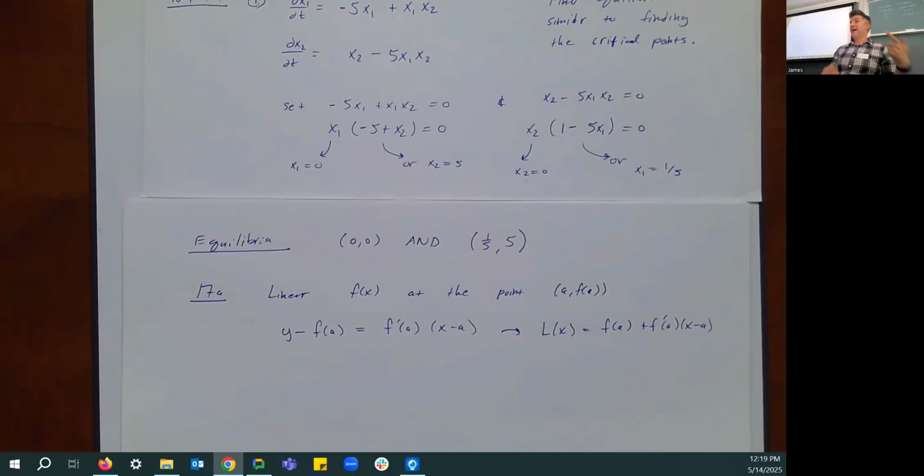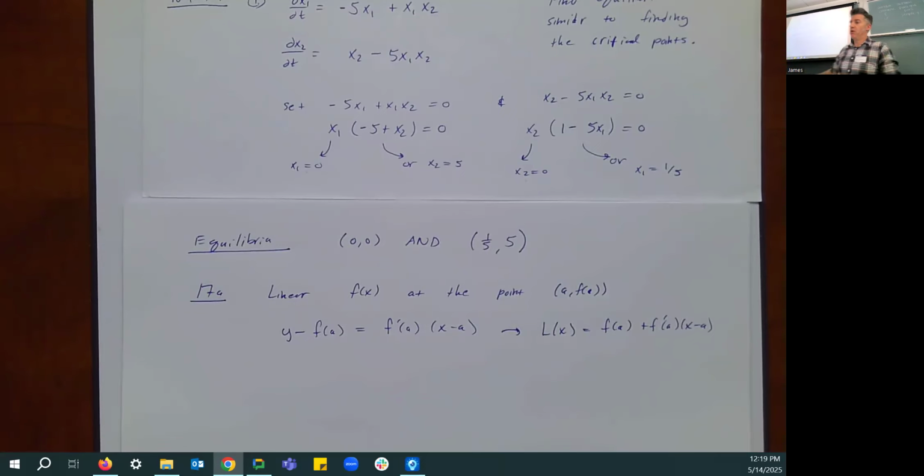So what we're going to do now is linearize both equations at each equilibrium. We're going to do them one at a time. First we're going to linearize both of them at 0, 0, and then we're going to linearize both of them at the other equilibrium, 1/5, comma 5. So that means we're going to have to find the slopes of the tangent lines, or really tangent planes, for each of these two.